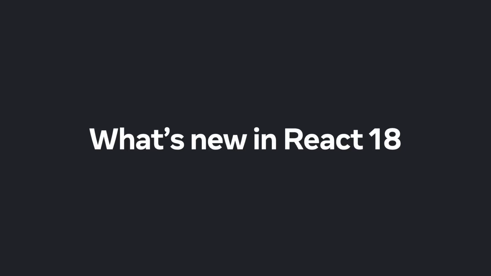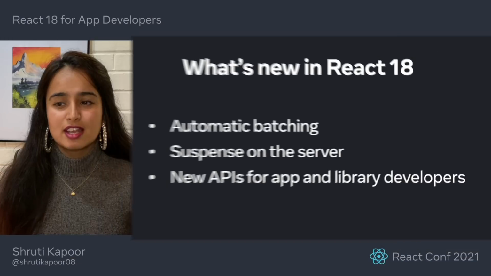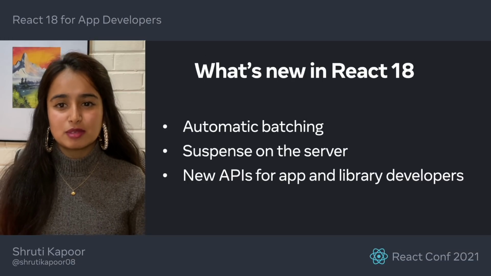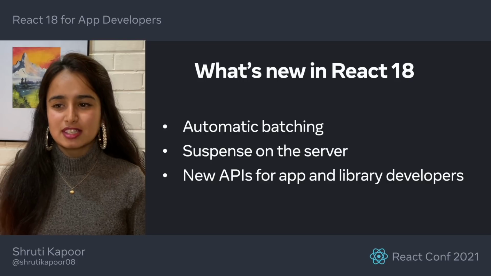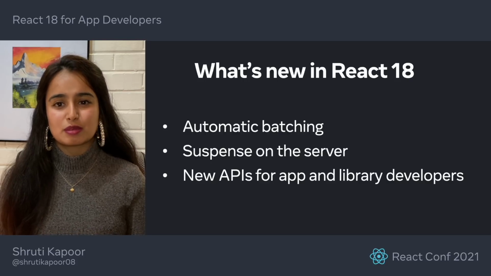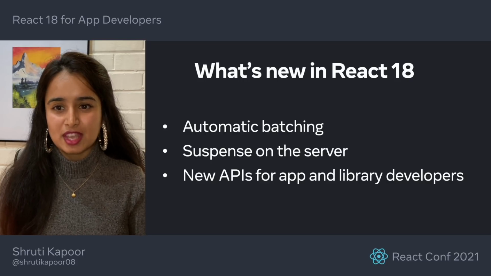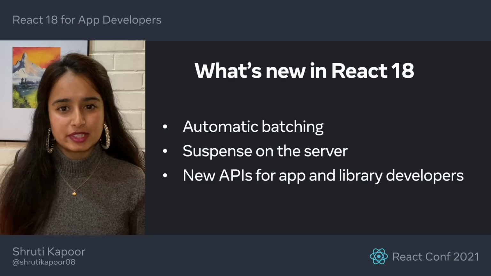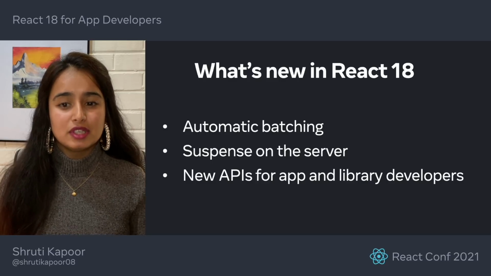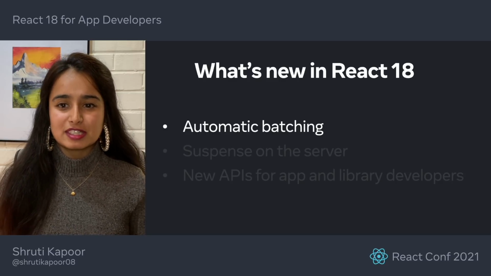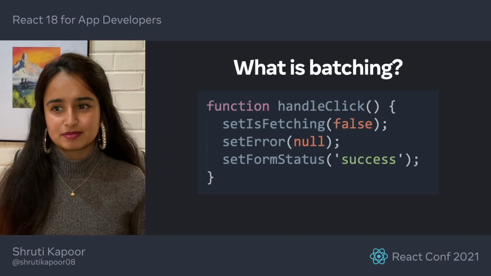First, let's talk about what's new in React 18. React 18 has some out-of-the-box improvements such as automatic batching and some new capabilities that provide support for suspense on the server, and a few different APIs for application and library developers. We'll look into each of them in detail, but first let's talk about automatic batching.